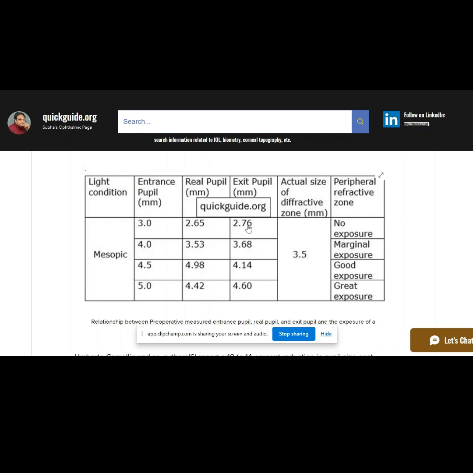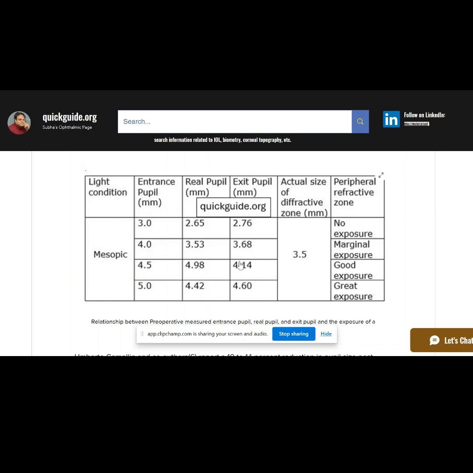So if you have an exit pupil size of 2.76 millimeters, then there's no exposure of the outer refractive zone that is beyond the diffractive zone. For example, if the diffractive zone is 3.5 millimeters, then the outer refractive zone will not be exposed. If the exit pupil is 3.68 millimeters, then the outer refractive zone will be marginally exposed.